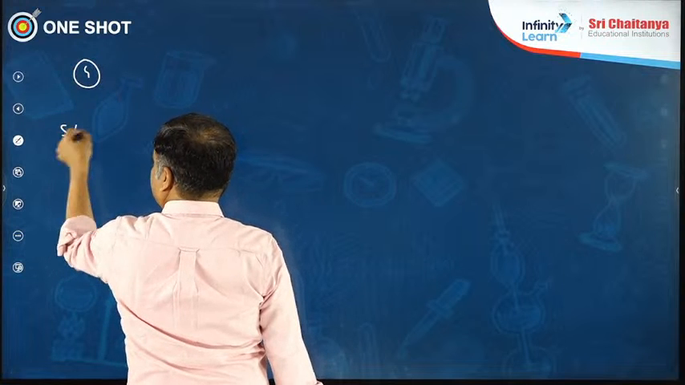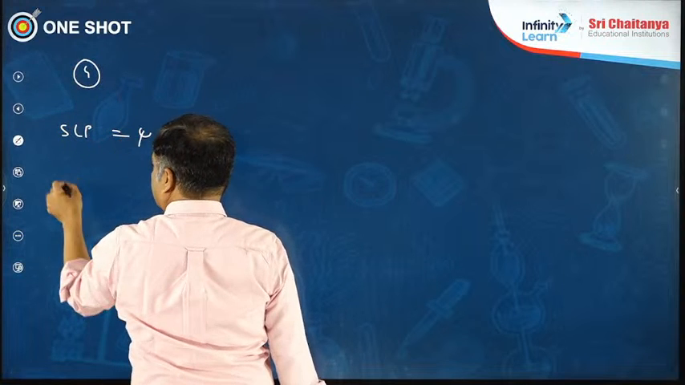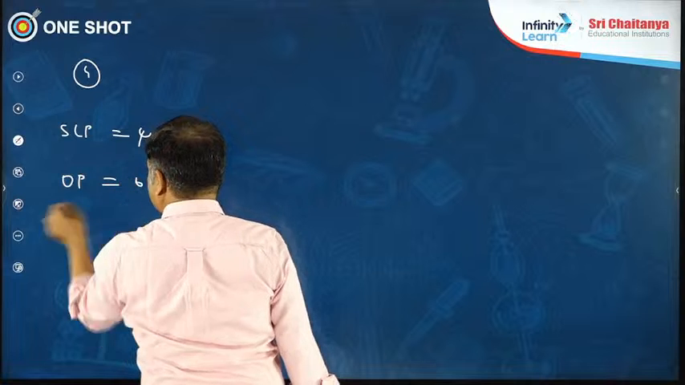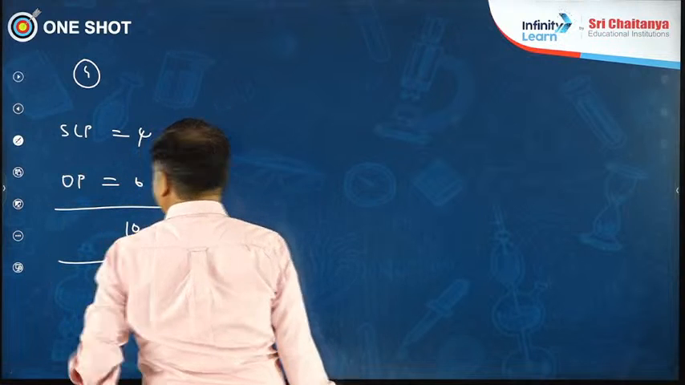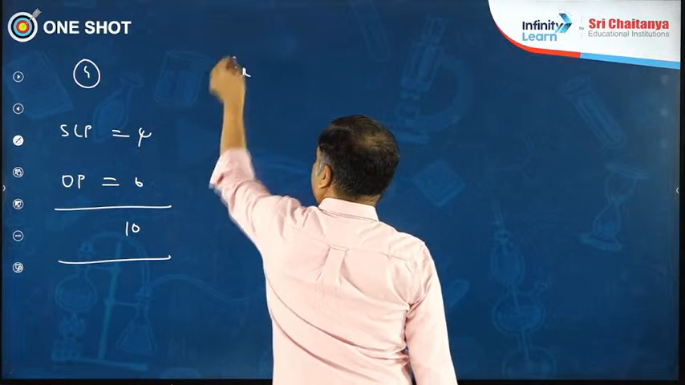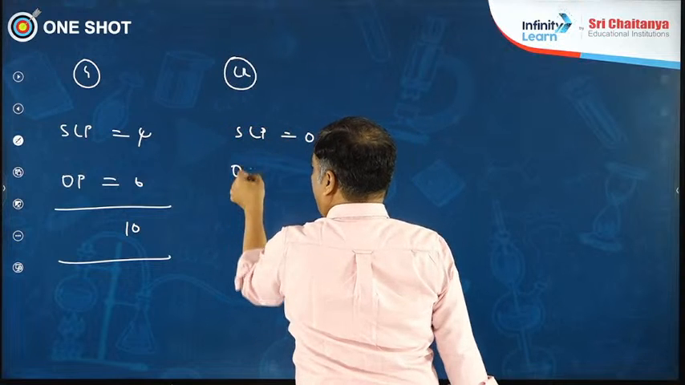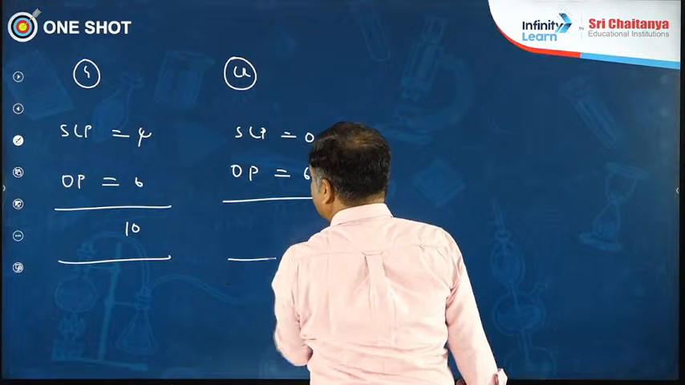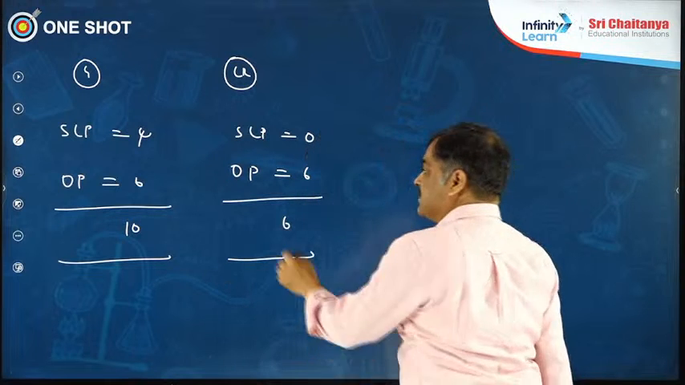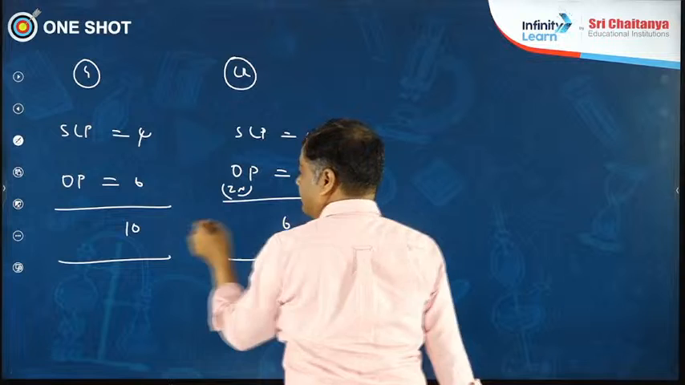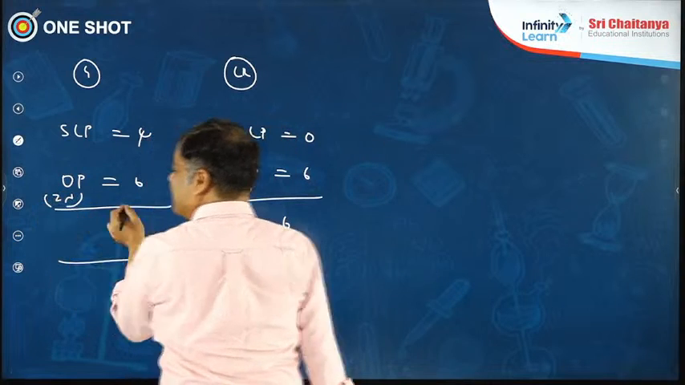Glycolysis: substrate level phosphorylation, gross 4, oxidative 6, total 10. Link reaction: substrate level phosphorylation 0, oxidative phosphorylation 6, total 6. Why 6? Because there are 2 NADH2. Each NADH2 gives 3 ATP.